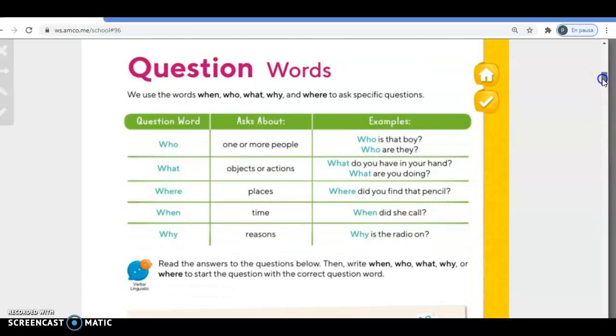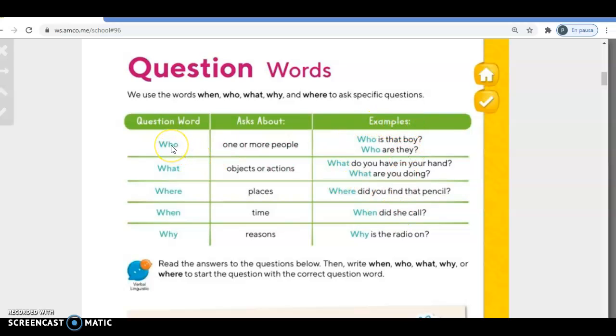Okay, question words. I hope that you already watched the video. We use the words when, who, what, why, and where to ask specific questions. We have here three columns. In the first column, question word. In the second column, ask about, and the third column, some examples.